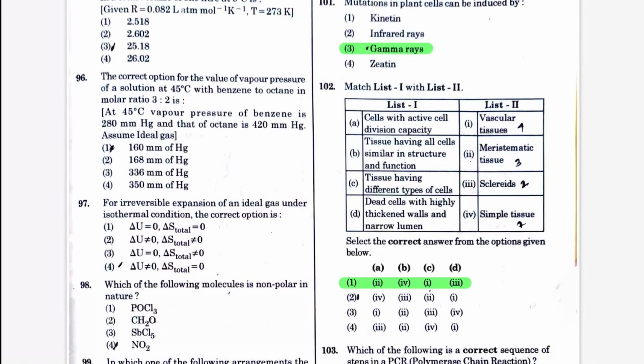Okay, and next question: you must match list 1 with list 2 and select the correct answer. The cells with active division capacity would be meristematic cells, right? So for A it must be 2. Obviously with this you can answer. We will see the other answers also. The tissue having all the cells similar in structure and function is simple tissue, and the tissue which has different types of cells is vascular tissue. We know xylem and phloem have different types of cells. So C is 1, and for D, dead cells with highly thickened walls and narrow lumen is sclerenchyma. So option 1 would be the answer.